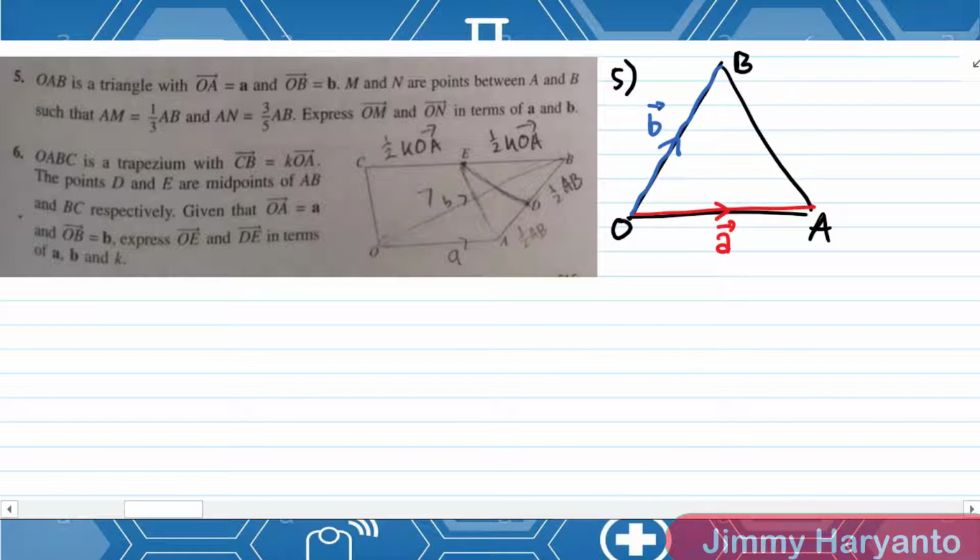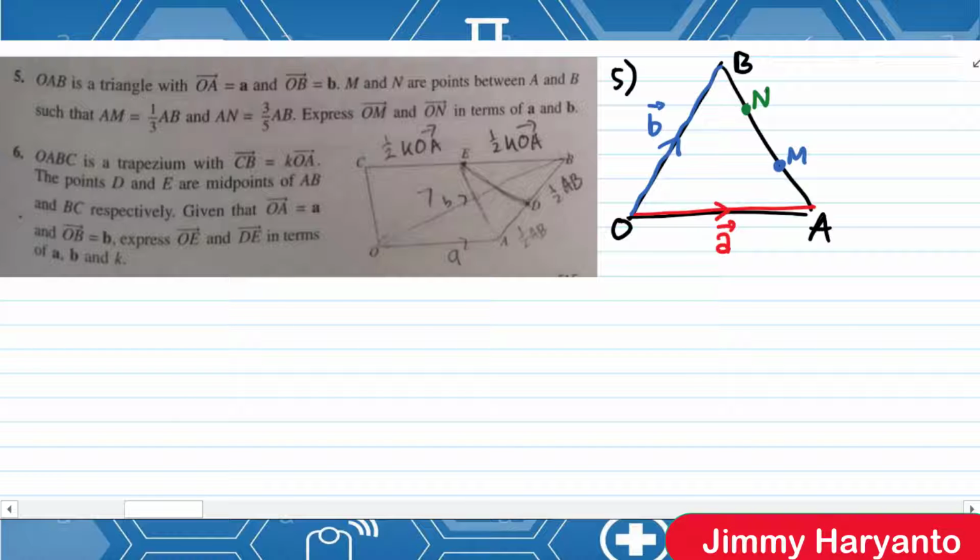M and N are points between A and B, such that AM is 1 over 3 AB. So M is closer to A than B. So M will be right here, and AM is 1 over 3 AB. AN equals 3 over 5 AB. So N will be at the top, 3 over 5. Express OM in terms of A and B.